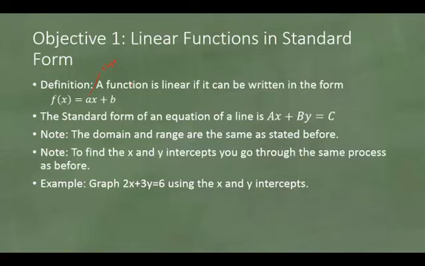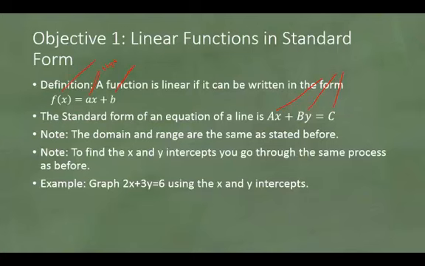The standard form of an equation of a line is ax plus by is equal to c. Notice that here there's still an ax, there's a y, this used to be your y, and this is like your c. So it's the same thing, it just looks a little different. So just two different forms of writing the equation of a line.